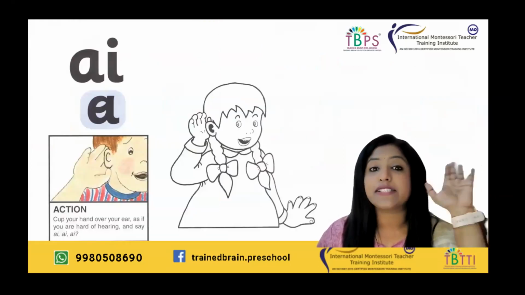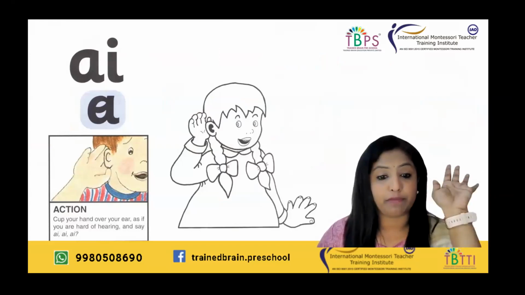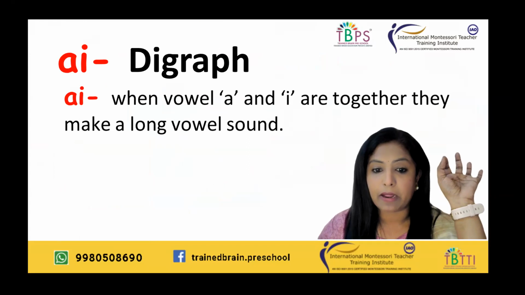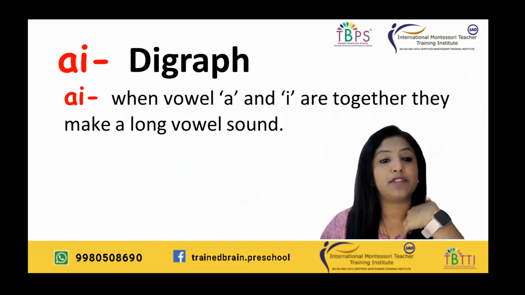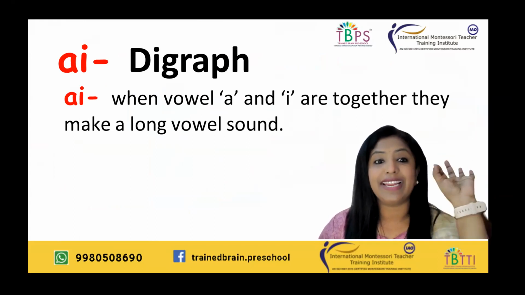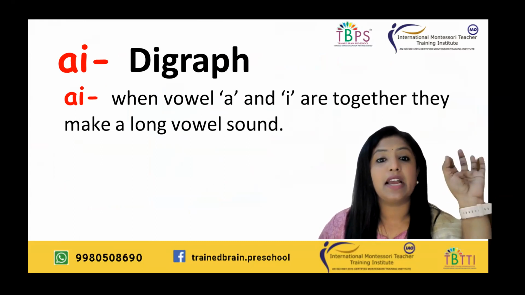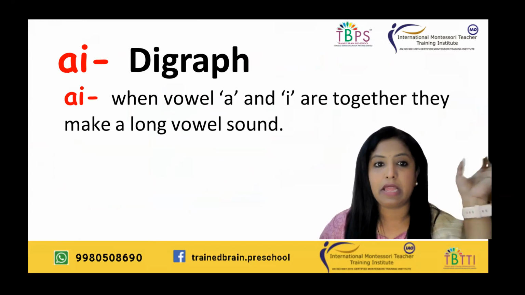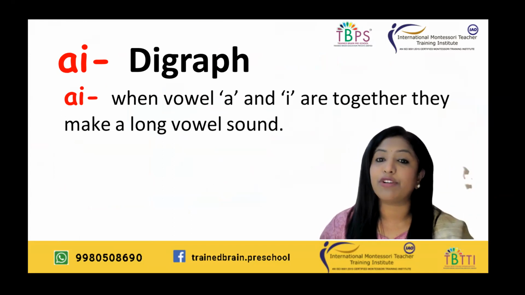But the sound is going to be the same. The action is going to be the same. The sound is also going to be your long vowel sound. But we also understood AI is not a diphthong. It is a digraph, because a vowel can be a diphthong when it makes a new sound. But it is making a sound, so it is not new.